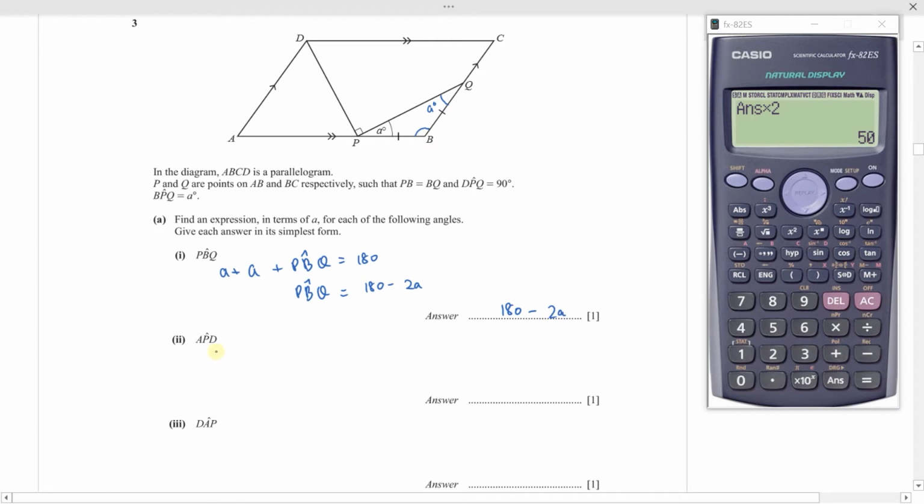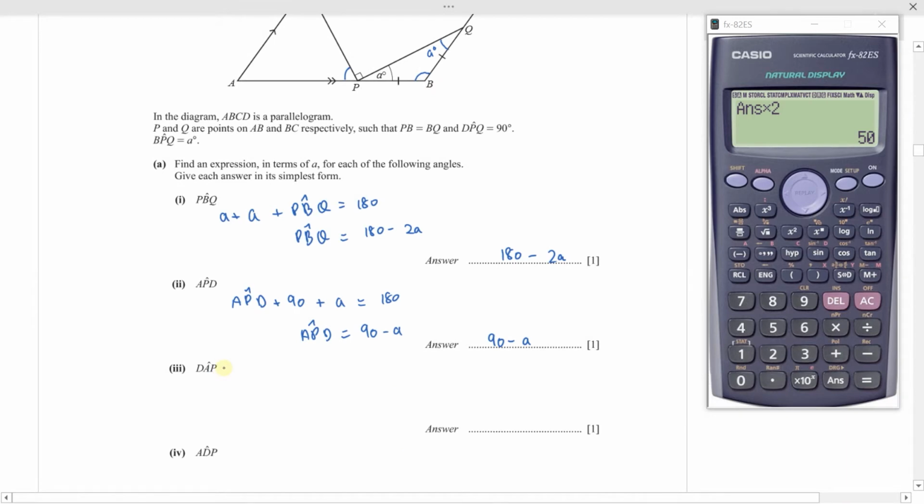The next angle is APD. APD is this angle here. So since this is a straight line, all these three angles, APD plus this 90 plus this A degree, should equal 180 degrees because this is a straight line. So APD plus 90 plus A should equal 180, and this will give you APD as, if I take this 90 to the other side, I'll get 90 here. 180 minus 90 is 90, and then 90 minus A. So angle APD is 90 minus A.